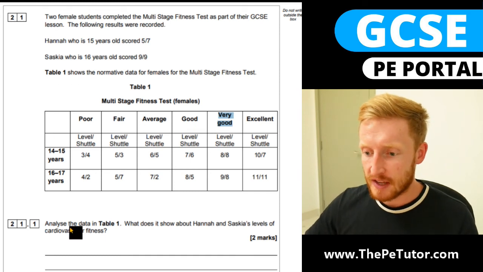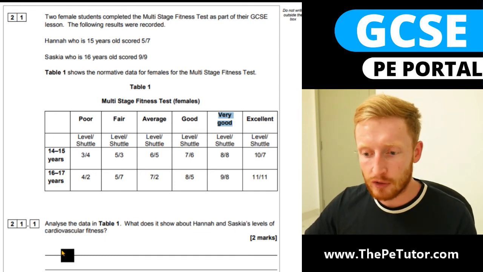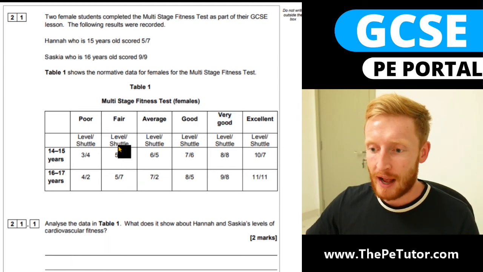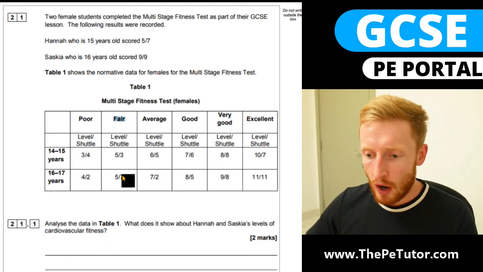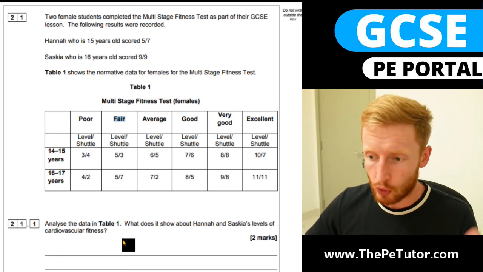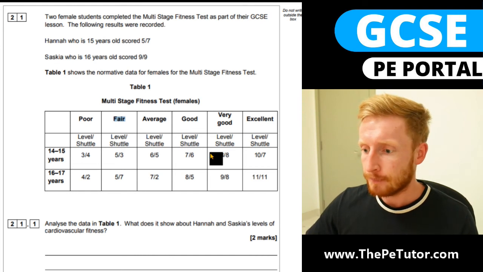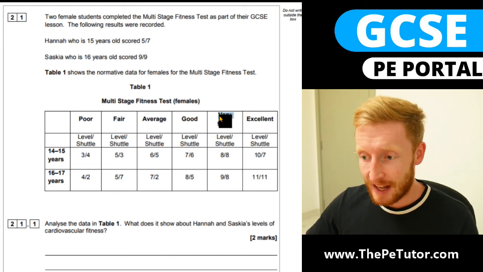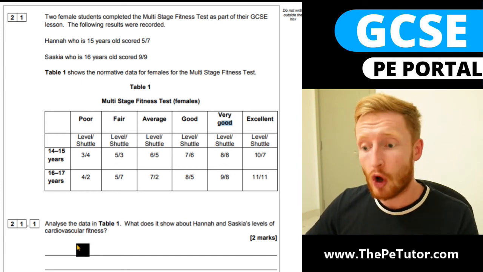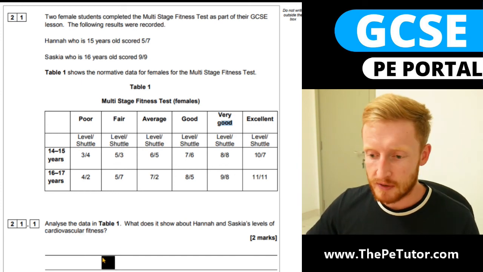So what does this data tell us about Hannah and Saskia's levels of cardiovascular fitness? We would start off with Hannah, and we would say that Hannah has a fair level of cardiovascular fitness according to normative data and the result that she scored on the day. Saskia is in the very good category of cardiovascular fitness according to the score that she got on the day, according to this normative data table.